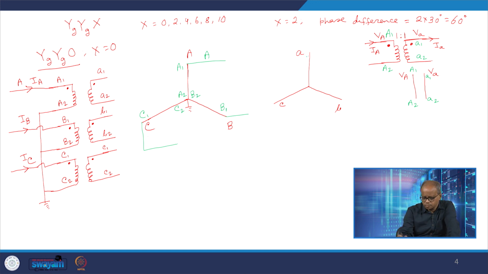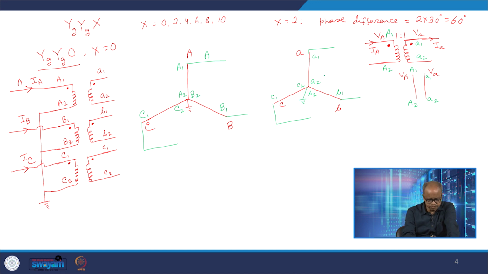Right. So we also mark the same terminals from here: A1, A2, and here also B1, B2, here also small c1, small c2, and we ground it. From here I take A, from here I take B, and from here I take C. Now from this vector diagram we make the connection here. So what does the connection say? That when YgYg is 0.